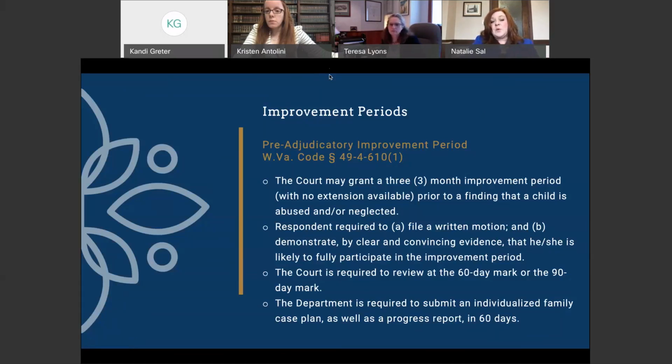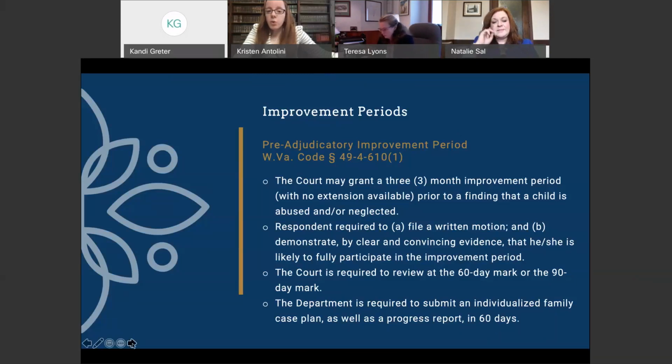The court is required to review the progress of that improvement period, either at the 60-day mark or at the 90-day mark. But if it's at 90 days, they expect to have a report from the department 60 days in so that the court and the parties can assess the progress in that really short time period.